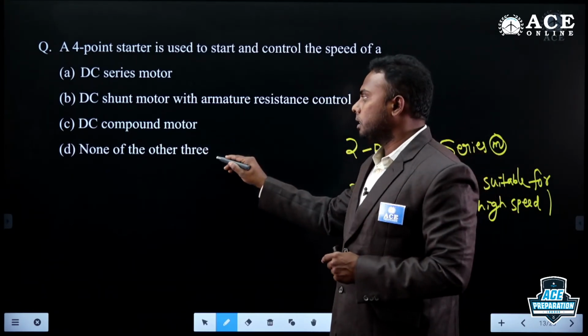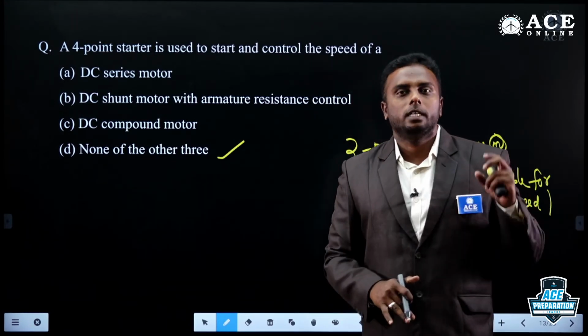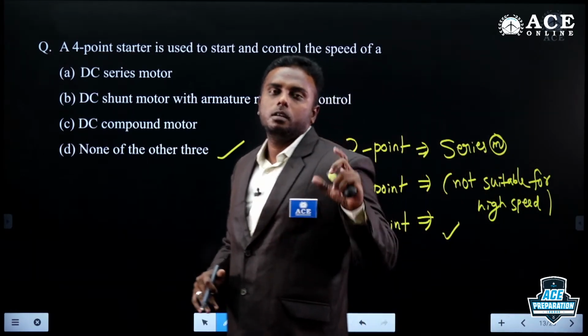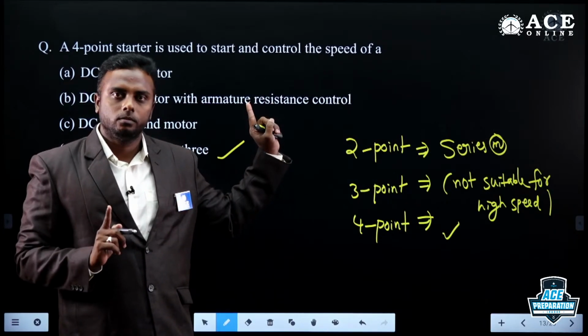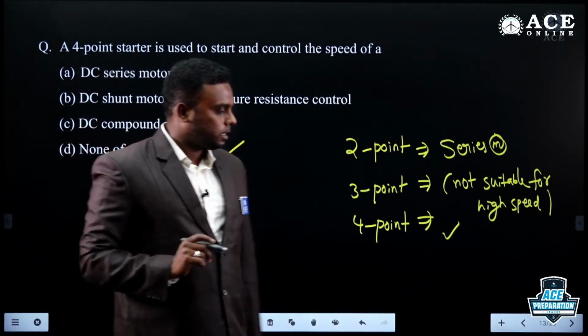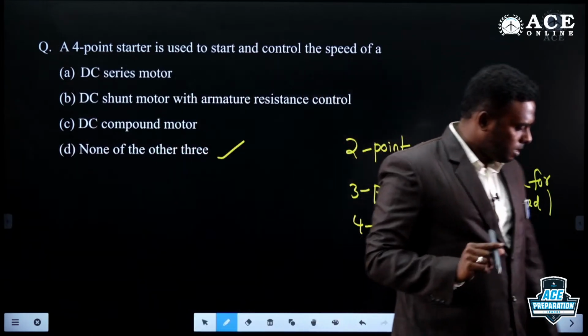So that's why none of the other 3 is the answer. Actually it is for high speed, or shunt motor with flux control. If given in the option, that is correct. Okay, next question.